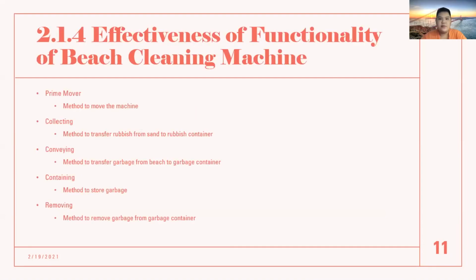The next is the effectiveness of functionality of the beach cleaning machine. We have 5 parts. The first one is the prime mover, which is the method to move the machine. The second part is collecting, which is the method to transfer the rubbish from sand to the rubbish container. The next is conveying, which is the method to transfer garbage from the beach to the garbage container. The next one is containing, which is the method to store the garbage. And finally, removing, which is the method to remove garbage from the garbage container.